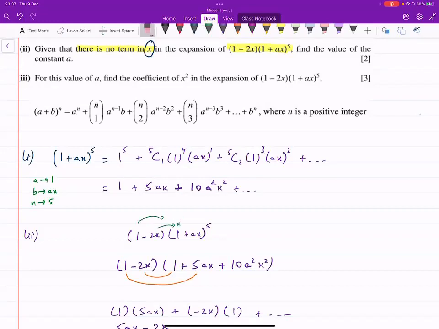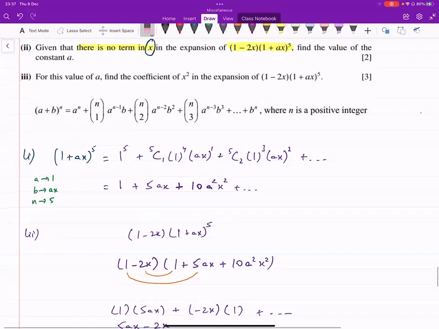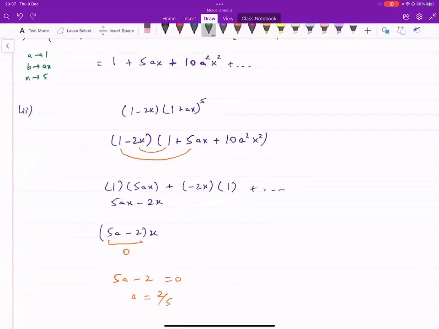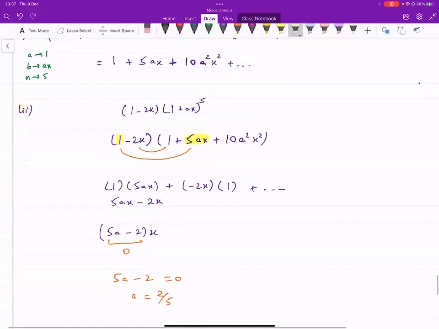ठीक है, हमने एक्सपेंशन इनफैक्ट फर्स्ट पार्ट में ऑलरेडी कर लिया. जस्ट रिप्लेस दैट हियर. 1 minus 2x into that expression that we found in the first part, 1 plus 5ax plus 10a square x square. यहाँ पे इनपुट किया. How do you get a term in x? 1 को मल्टीप्लाई करेंगे 5ax के साथ, then you get a term in x. Similarly, 2x, minus 2x, will be multiplied with 1, and that will give us another term in x.